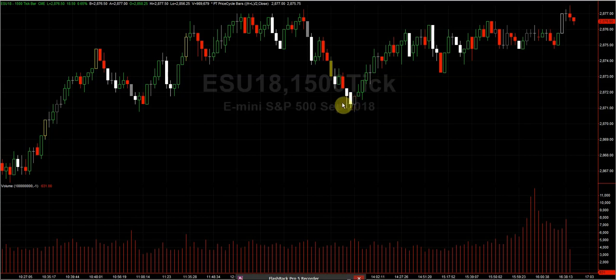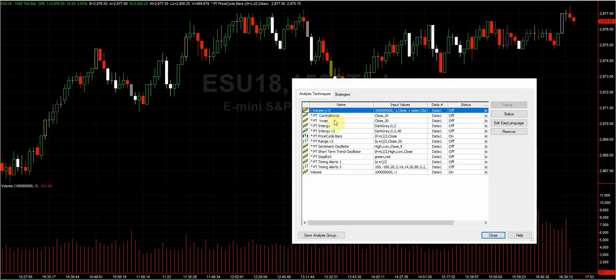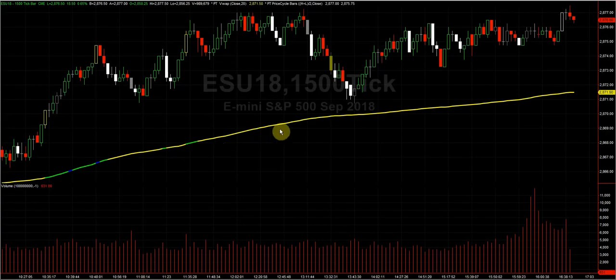So let's go and add another component to the system, because we want to know which way they're trying to move the market. So let's do that. Let's add the VWAP part. Okay, this is the VWAP line in this particular system.